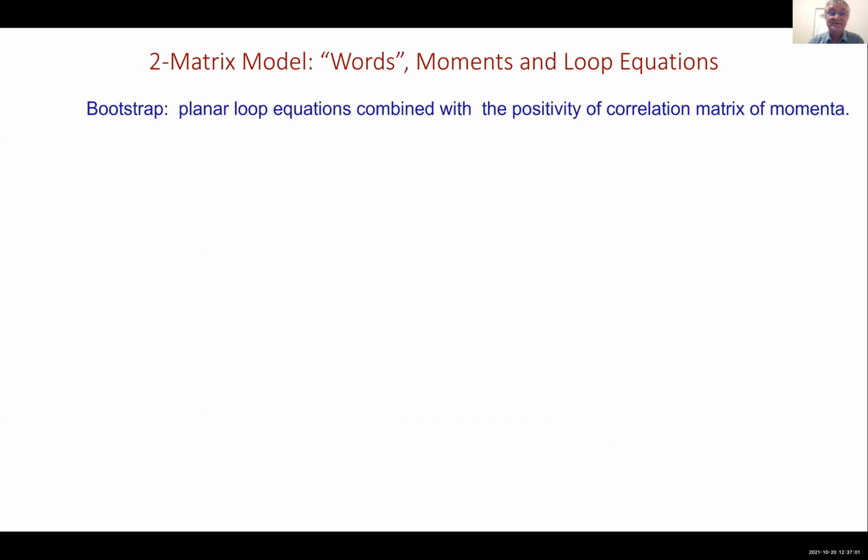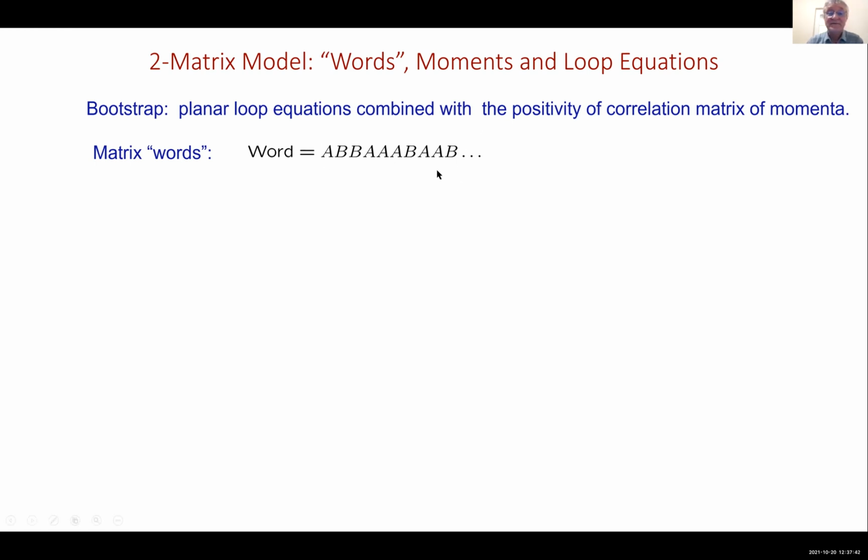Here, again, we use planar loop equations combined with positivity of the correlation matrix of momenta, but the set of matrix operators is more complicated. If we have two matrices A and B, indeed we have already not powers of matrices, but all possible words, all possible matrix products. A word is such a matrix product of all possible orders of two matrices with open indices so far.